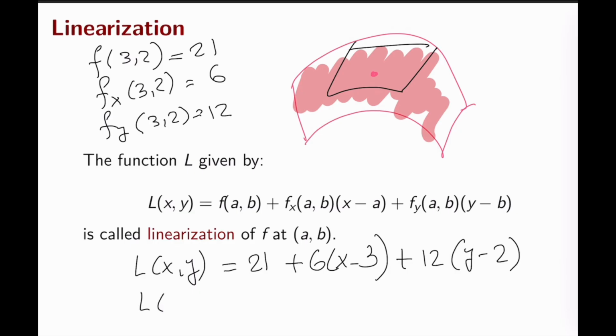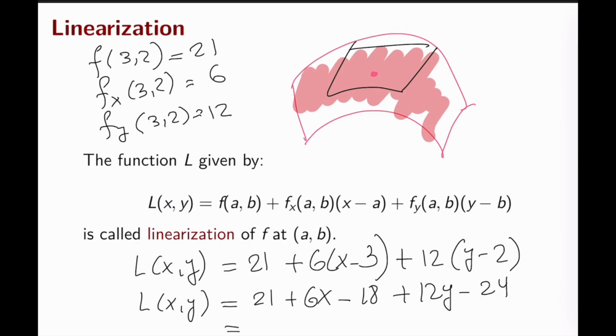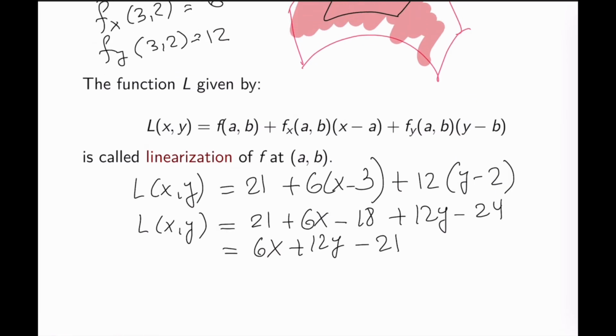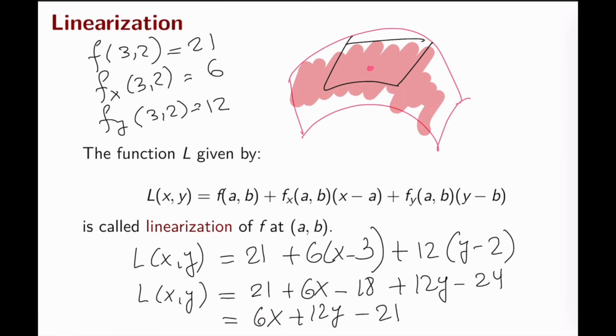So doing the operations here, we get that the linearization of this function is 21 plus 6x minus 18. And simplifying here, we get that the linearization is 6x plus 12y. This is the linearization of the function, which is nothing but the tangent plane that we have calculated before.